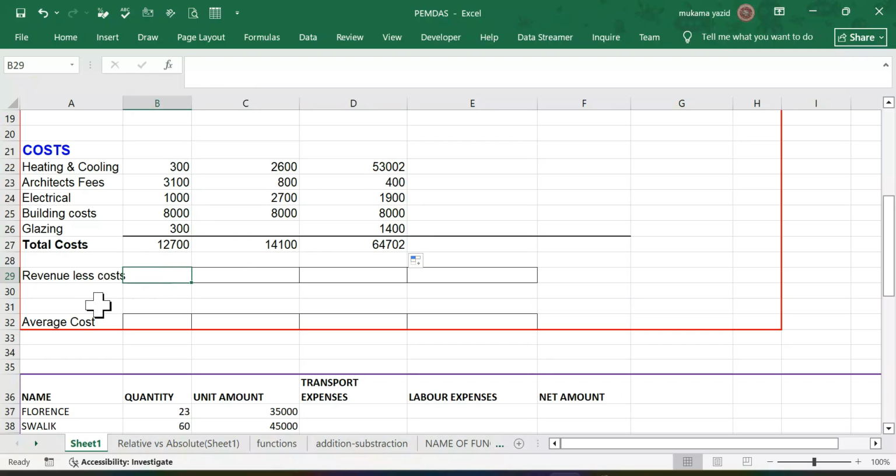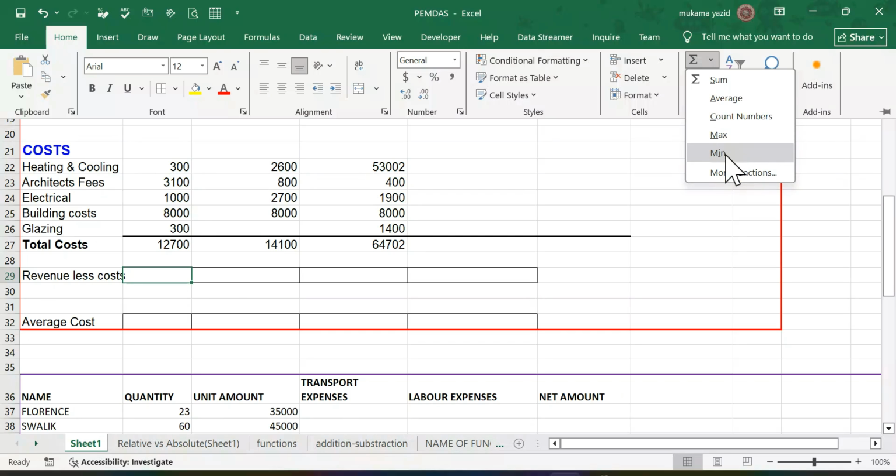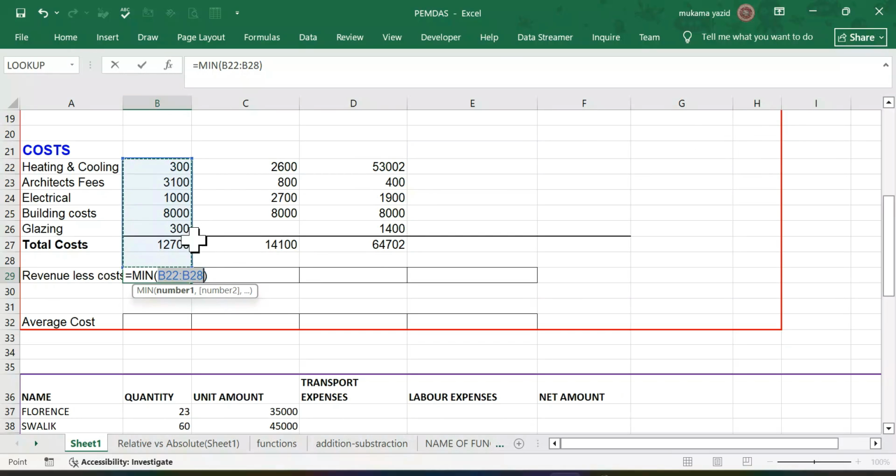They said revenue less cost. We come here, we select there, we can use the home tab, we can go here to get that auto sum function. We can get mean from there. We want to use mean for the less cost, which means we want mean only on the cost. So we have selected more than that, so we deselect until we reach only the cost. We don't even want to include the total cost, so we press enter. We autofill to get the rest of the answer.